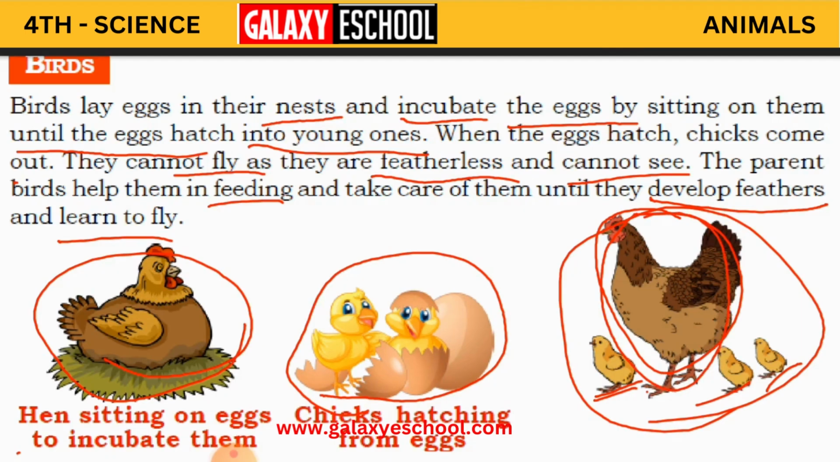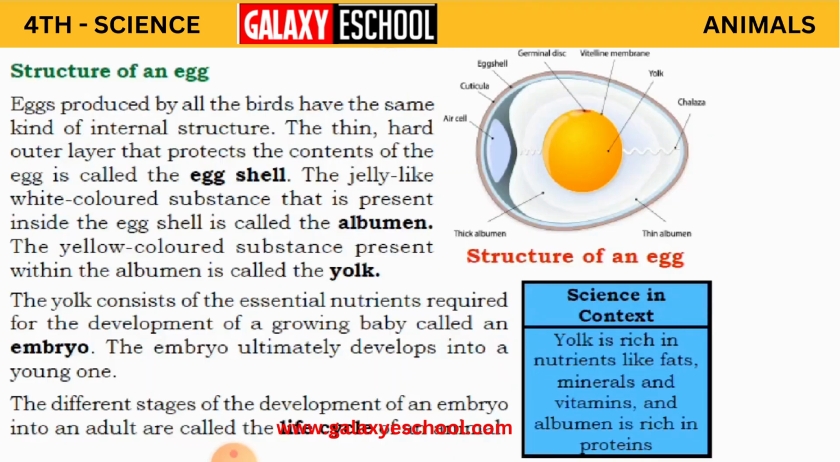Clear? So this is how the birds lay eggs, then hatch them, and then they are going to feed them until they develop their feathers and learn to fly. Clear, children? So once they are ready to fly, the birds start getting their own food. Clear? Now we'll go to the other one, that is we'll know how the structure of an egg is.